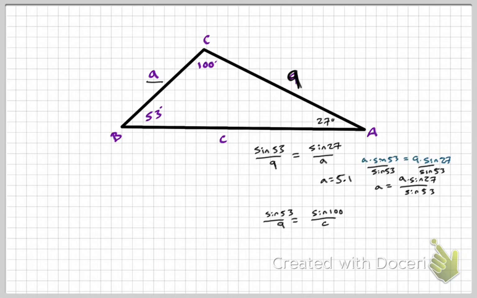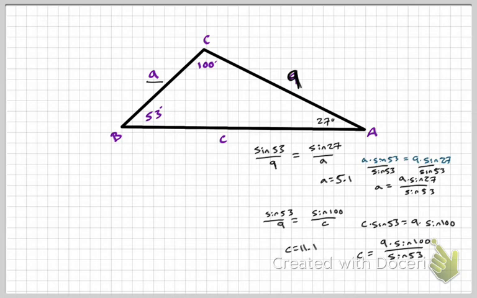Next one, cross multiply it up. Let's do this one a little bit faster. So C times the sine of 53 equals 9 times the sine of 100. I have to divide by sine 53, so I know C equals 9 times the sine of 100 divided by the sine of 53. 9 times sine 100 gets me 8.863269, divided by the sine of 53 gets me 11.1.